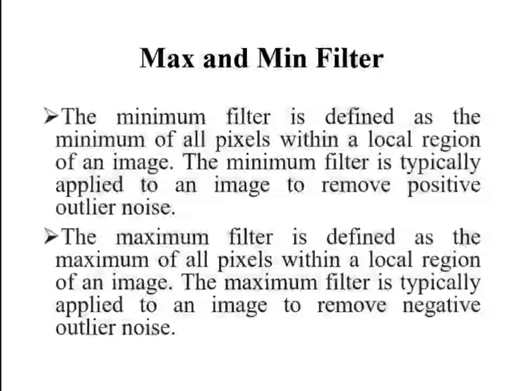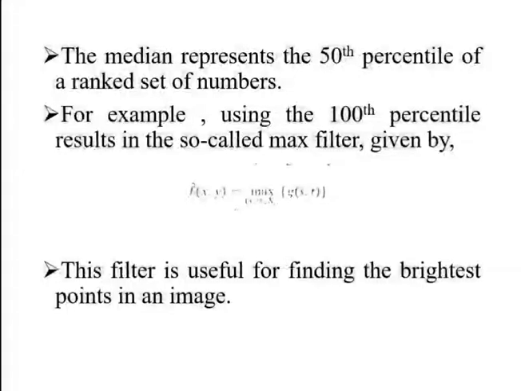Also, because pepper noise has very low values, it is reduced by this filter as a result of the maximum selection process in the image area Sxy. The 0th percentile filter is the minimum filter, given by f̂(x,y) = min over (s,t) in Sxy of g(s,t). This filter is useful for finding the darkest point in an image, and it also reduces salt noise as a result of the minimum operation.